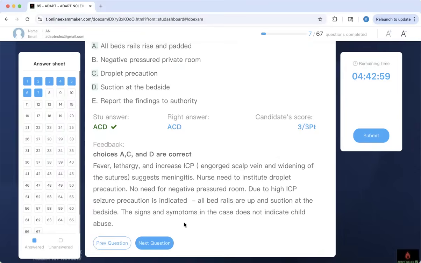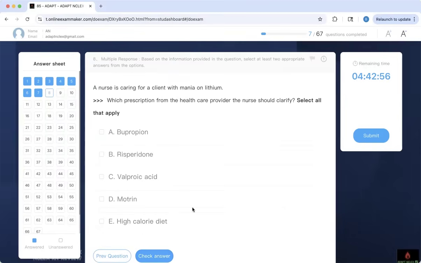Classic meningitis patient. Number 8, which prescription from the healthcare provider should the nurse clarify? Read it from the back. Therefore, I'm talking about prescription, right? A nurse is caring for a client with mania on lithium, pharmacology. Pharmacology related to what? Lithium. Which one should you question? That means you should not take this medication when you have lithium. Should you take bupropion if you're on lithium? Should you take risperidone? Should you take valproic acid? Should you take Motrin? Should you take a high calorie diet? What do you think?